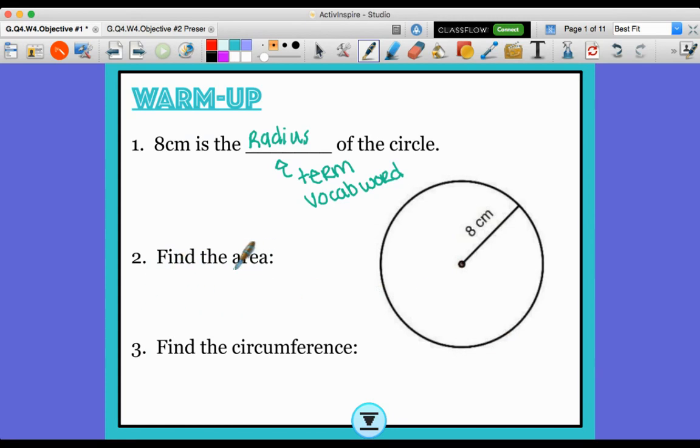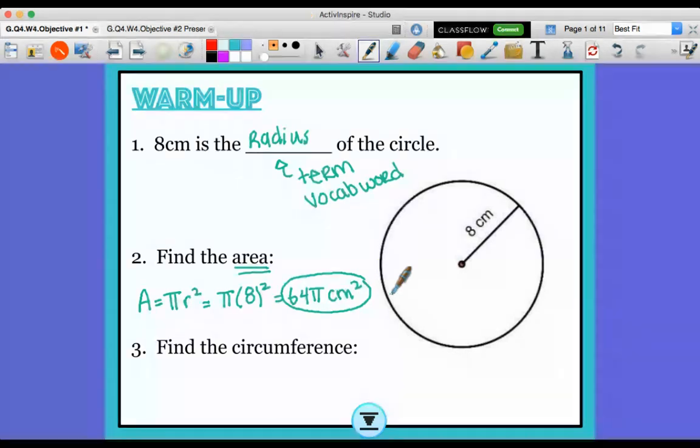Maybe you'll recall, and we just want to refresh our memory, how do you find the area of a circle? Oh, pi r squared. So pi times the radius, which we just said was 8, squared. So 64 pi centimeters squared. And if you want to multiply and use that pi button, go for it. Not necessary to do though.